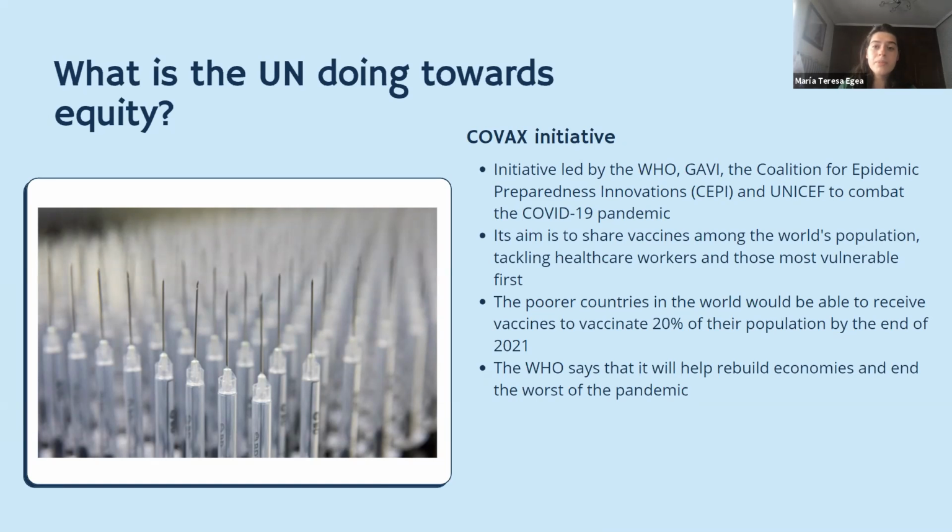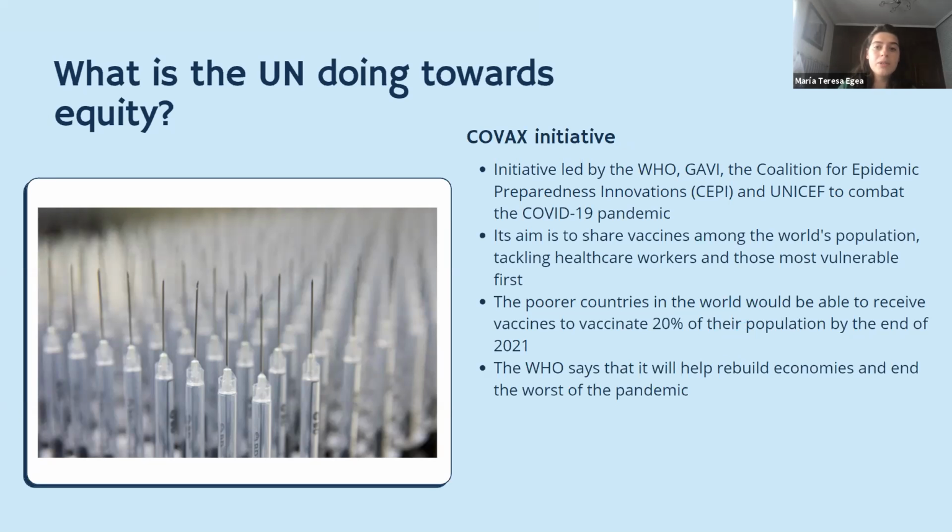So we're going to be looking at some statistics now so you can understand why equity is deemed very important. The poorer countries in the world have only vaccinated around 2% of the population yet, while some of the richer countries have already delivered almost 4 billion vaccines. If you're wondering how many vaccines are needed to protect 70% of the world's population, that would be 11 billion vaccines.